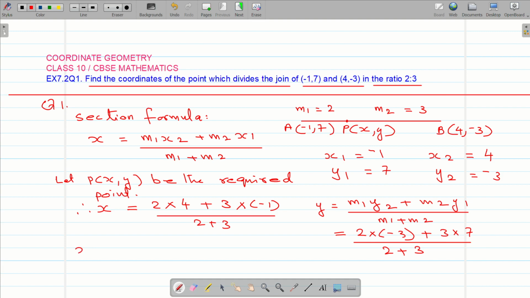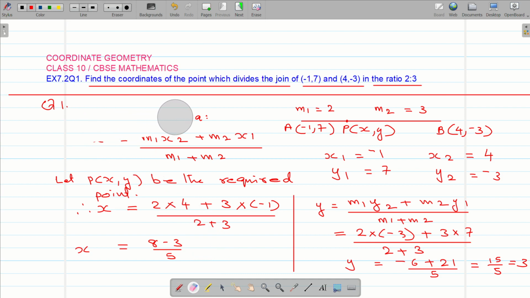Therefore x is equal to 8 minus 3 upon 5, and y is equal to minus 6 plus 21 upon 5. Y is equal to 15 by 5, that is equal to 3.